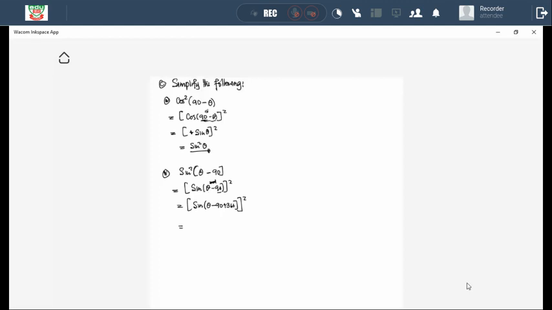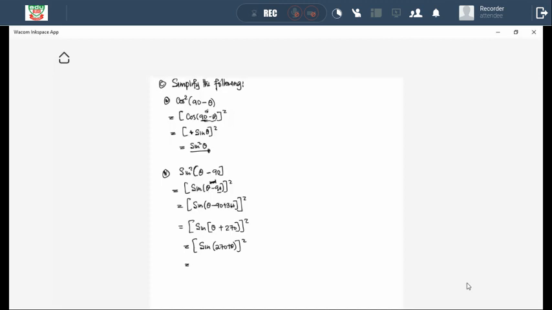Now simplify this expression. I'm going to say this is now sine. If I add that, this is going to be theta plus 270. Close that. So this is now going to be sine of 270 plus theta. I'm now rearranging it.